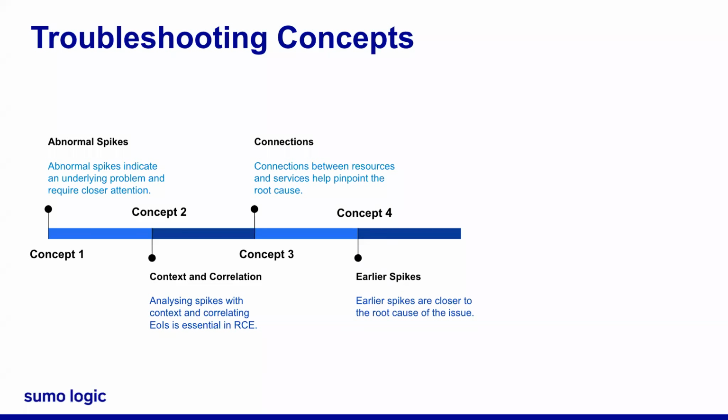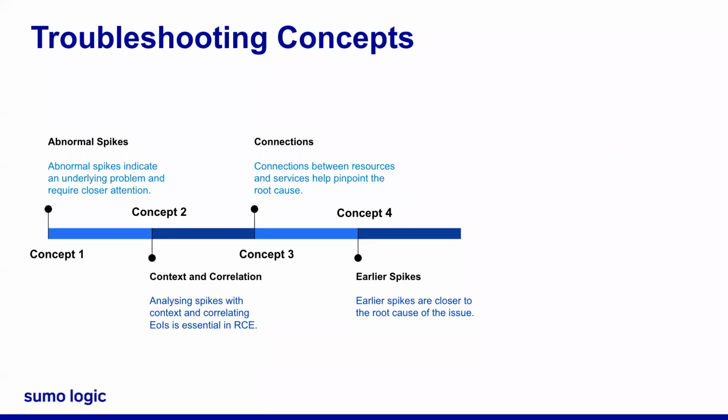Earlier spikes, this is probably more obvious, but earlier spikes are closer to root cause. In a complex system, resources or services that break at the earlier stages of an incident are closer to the probable cause than resources that experience spikes later. Root Cause Explorer exploits this insight to display those spikes on a timeline, so giving you the benefit of seeing what is early versus late or more recent.